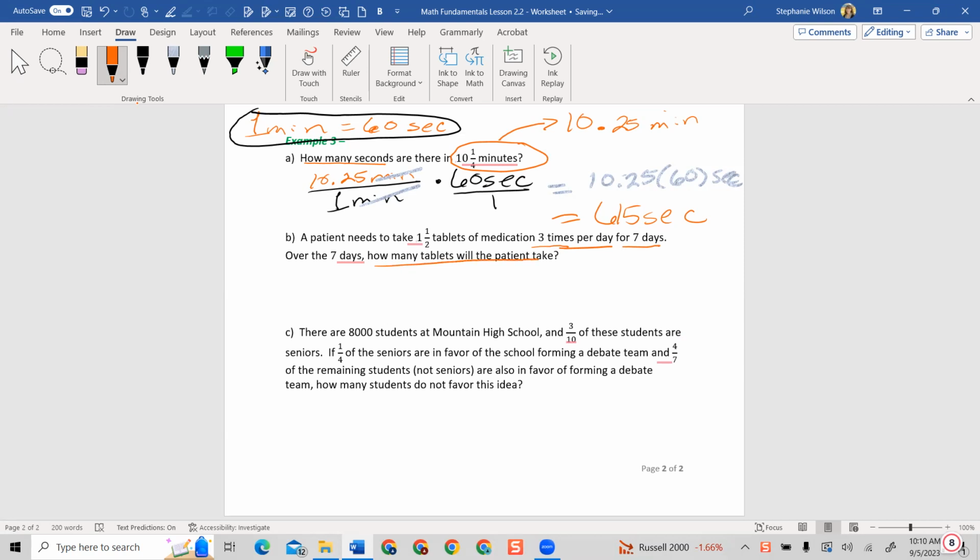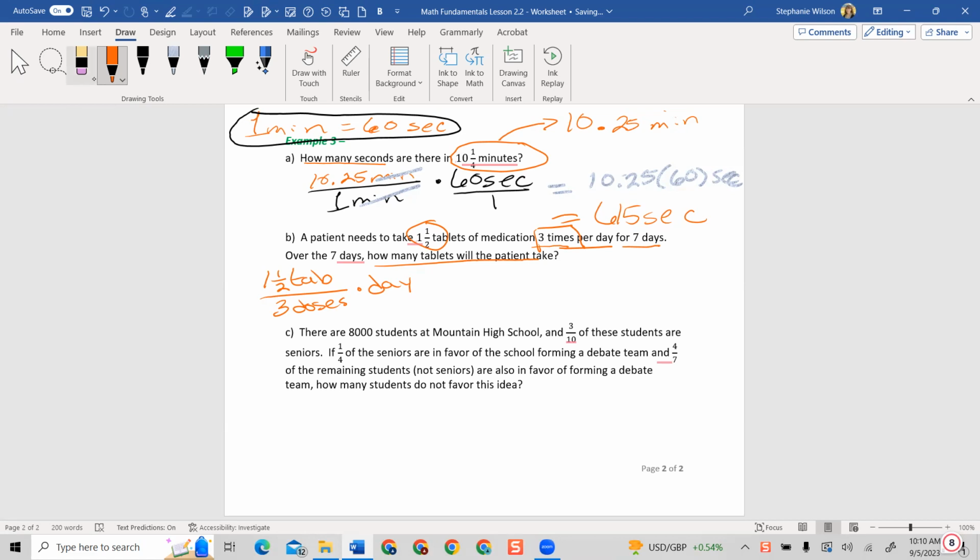So again, this here, okay, my apologies. We're going to reread the original. It says we're going to take this 1/2 tablets. So I'm just going to write TAB of medications 3 times per day. So that means we're going to do 3 doses per day. And it said we're going to do this for 7 days, and we want to know how many tablets will the patient take. Now, there's more than one way to do this, but I'm just going to set it up this way.